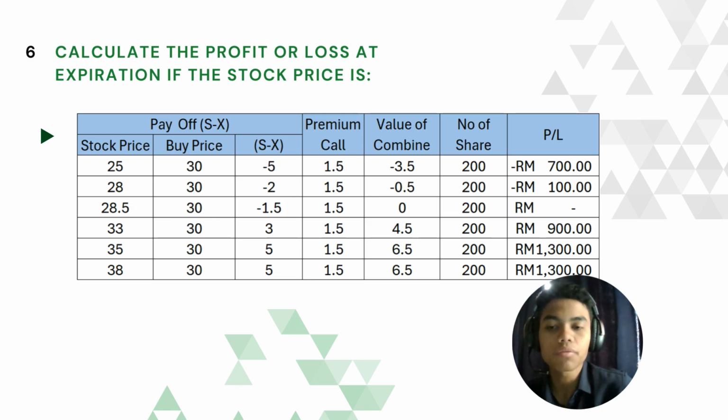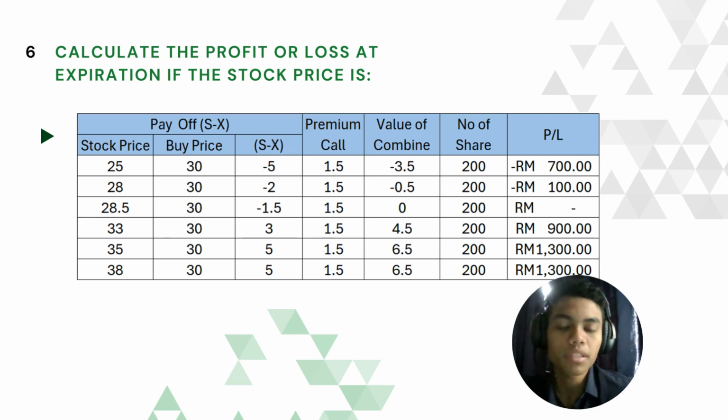If the price goes to 30 ringgit, we will get the profit in the same way, which is 1,300 ringgit. But if the price goes even higher, from 35 ringgit, we will lock the price at 5 ringgit. You can see 38 ringgit minus 30, we will get 8. But we lock the price at 5 ringgit because 5 is the maximum profit we will lock from this strategy.